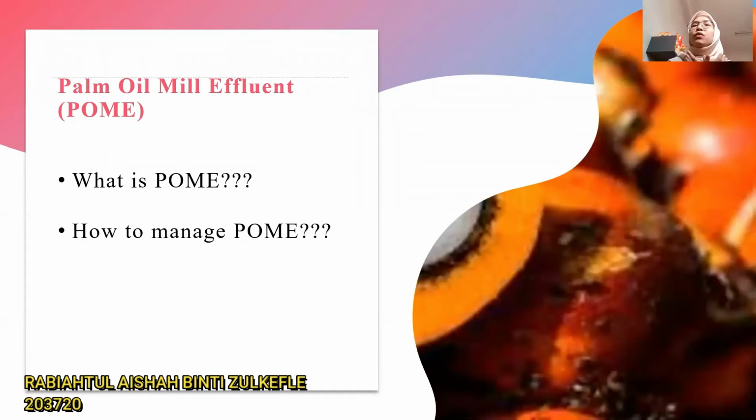Alright, how to manage POME? So nowadays, biological processes based on aerobic and anaerobic ponding systems are the most commonly used treatment method for POME. While new technologies for the treatment of POME are being developed, the idea of cultivating POME and its derivatives as a valuable resource should not be dismissed. Furthermore, proper POME treatment is required in order to avoid contributing to human health hazards and also environmental pollution.